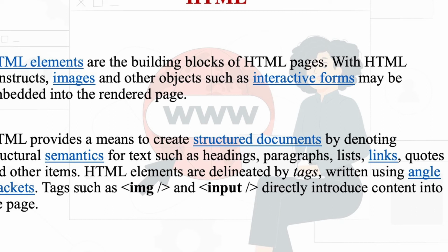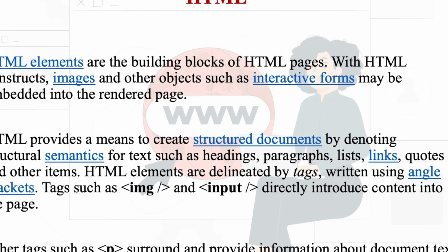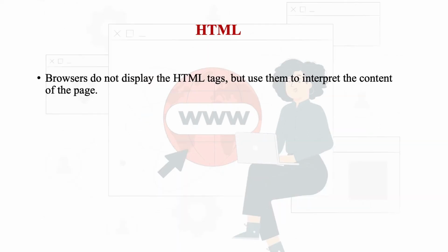Tags such as the image tag and input tag directly introduce content into the page. Other tags such as the paragraph tag surround and provide information about the document text and may include other tags as sub-elements. Browsers do not display the HTML tags but use them to interpret the content of the page.